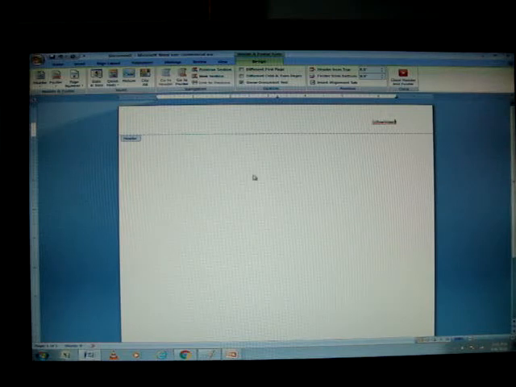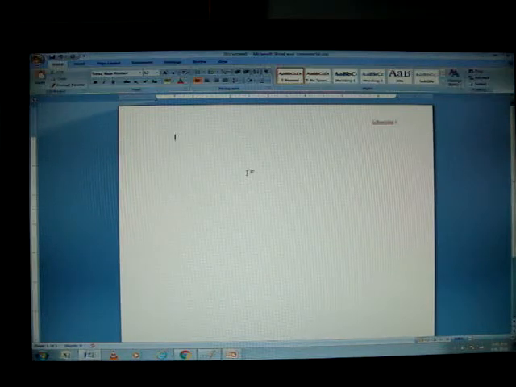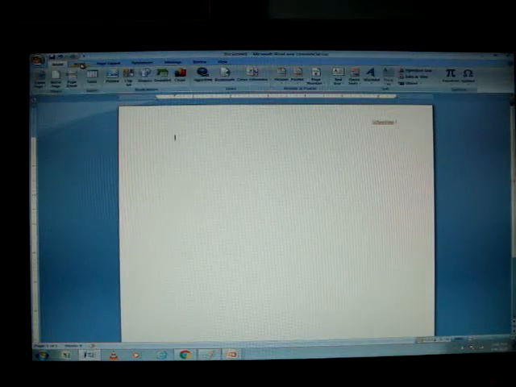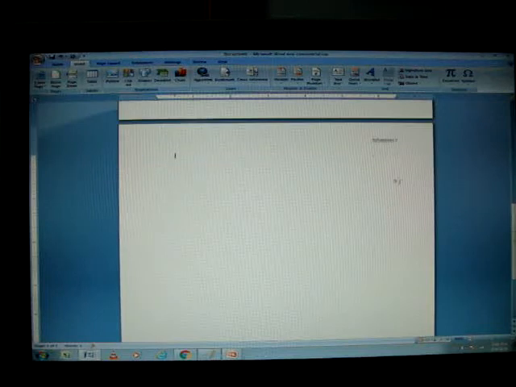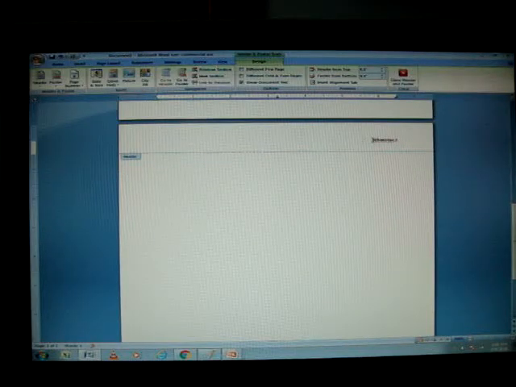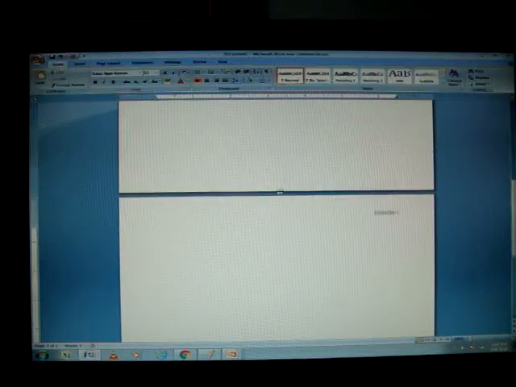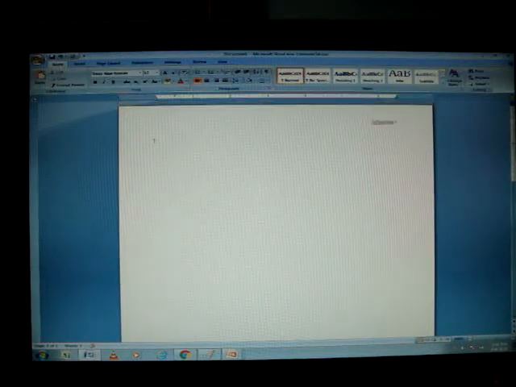You're done with that, you come down here and double click, and you're now out of the header and don't have to worry about it anymore. So that now, if we were to go to a second page, if you can see it because it's very faint, you can see that we're on page 2 and my name popped up again. So now you're ready to get started.